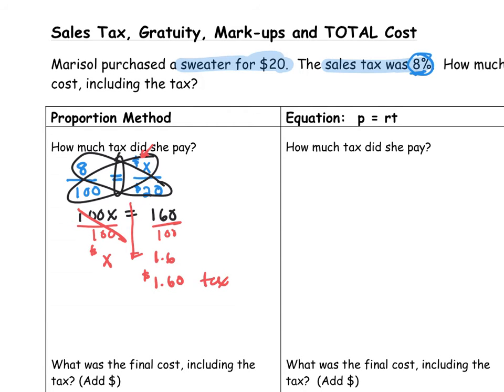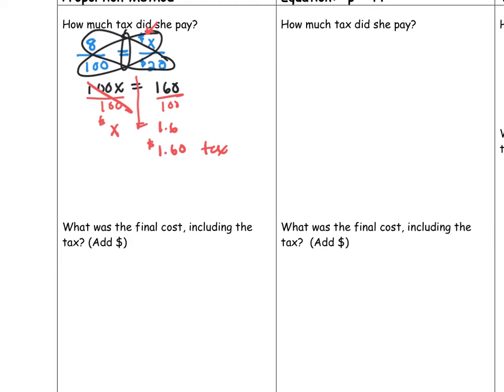So let's look at the bottom part that says how much was the final cost. Well, it gives us a little clue that we're supposed to add. So we're going to take the money amount, which is $20, and I have to add the tax. Now you notice that the tax has dollars, dimes, and pennies, so I want my $20 to include the dollars, dimes, and pennies because I have to line up the decimal point for the tax. And so altogether, she would pay $21.60. So now let's go over to the equation method.